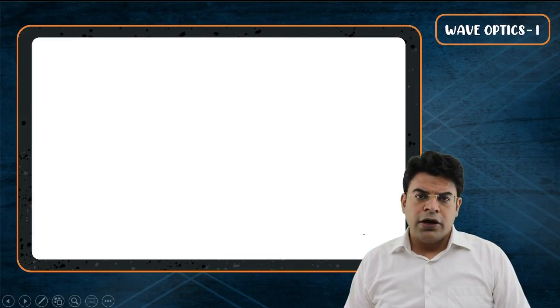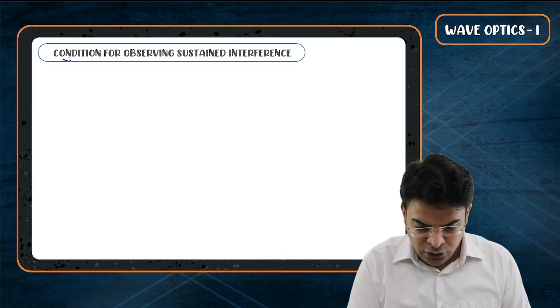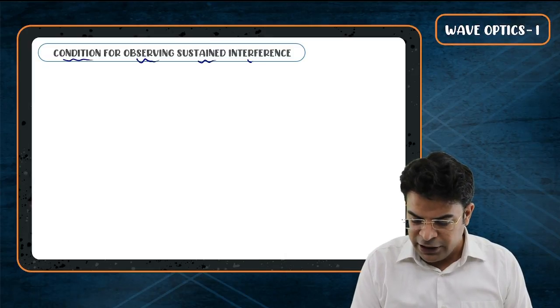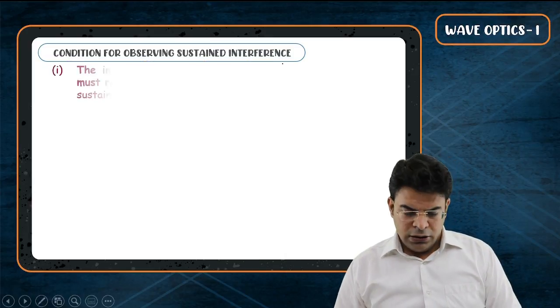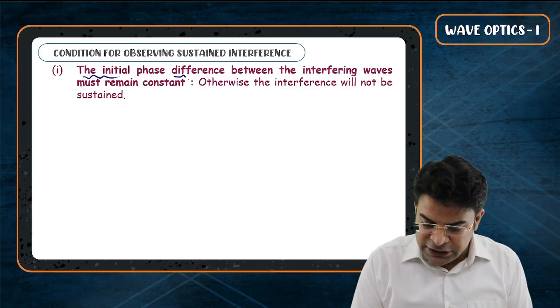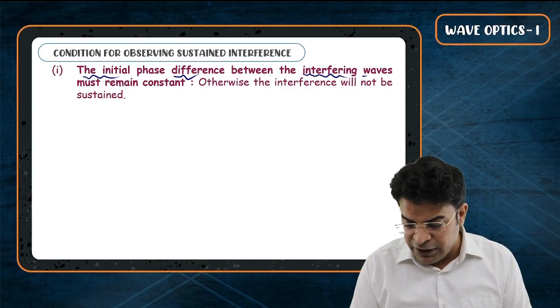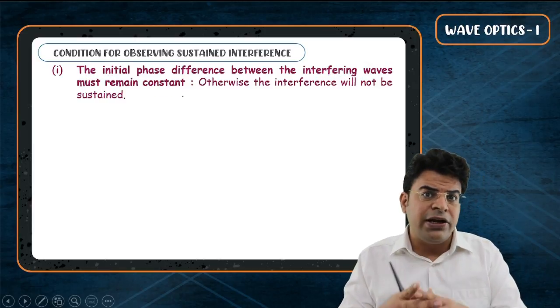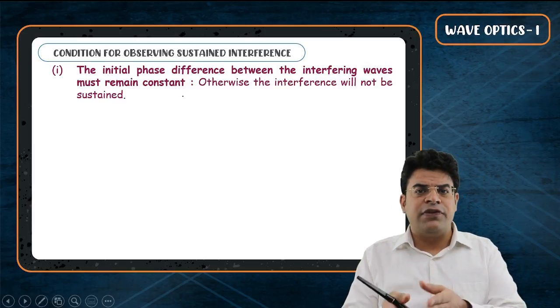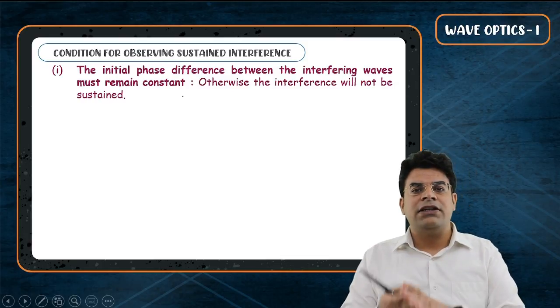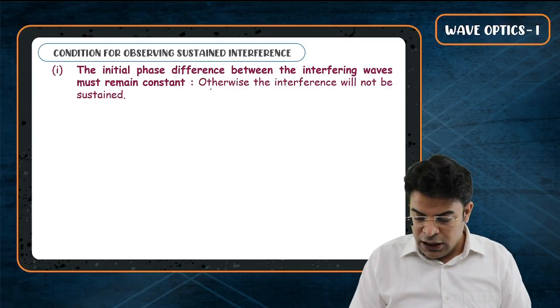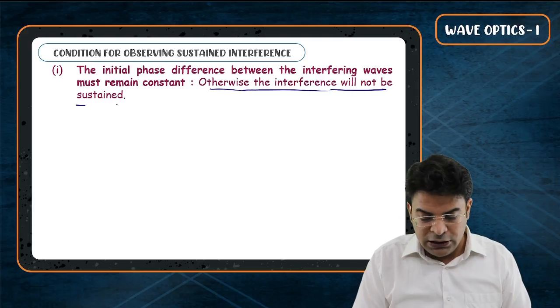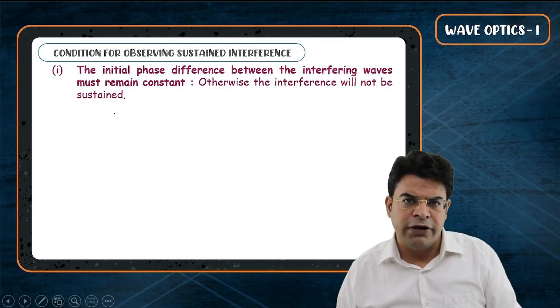Now talking about a few more important points. Condition for observing sustained interference. The first point is the initial phase difference between the interfering waves must remain constant. So as to observe a sustained interference pattern, the phase difference should be constant. It means that the sources should be coherent. Otherwise, the interference will not be sustained. You won't be able to observe it.